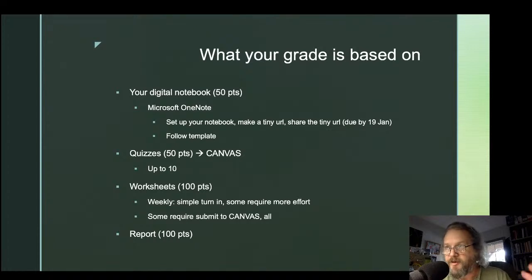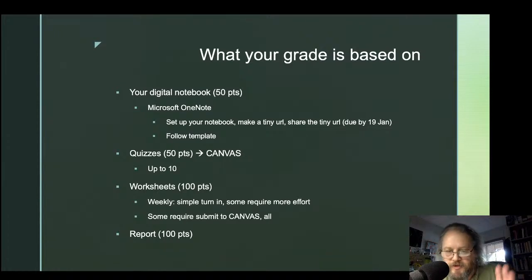The next thing that'll happen is that by mid-semester, I will be checking your notebook for completeness, and I'll give you a grade of up to a maximum of 5 points about how well you're doing, based on the rubric that's present in the Canvas shell. And then at the end of the semester, I'll check it again.